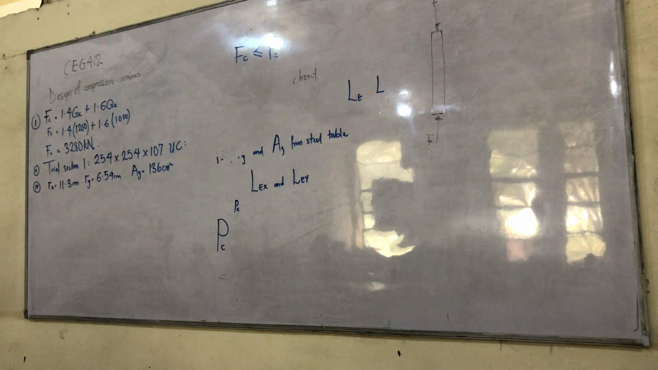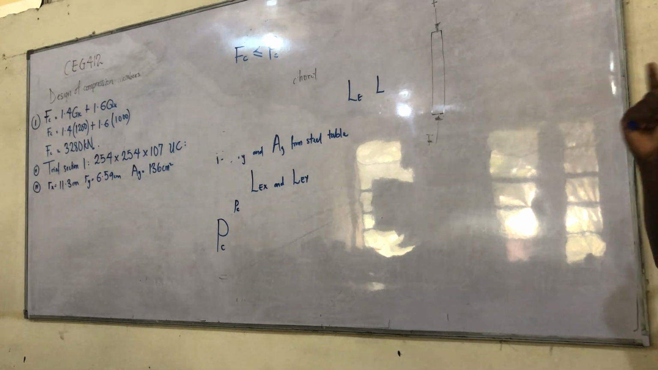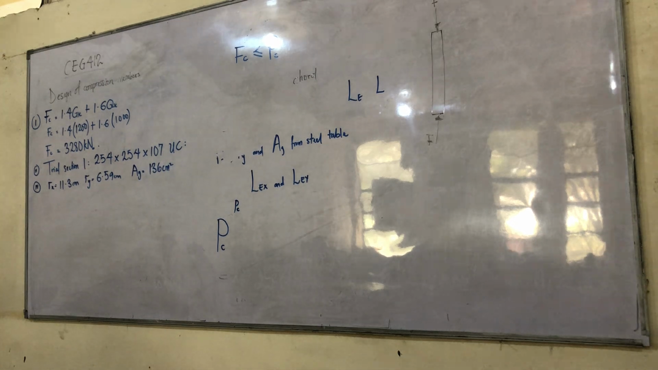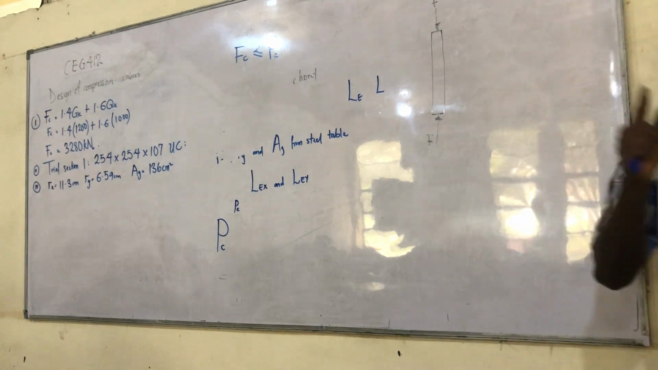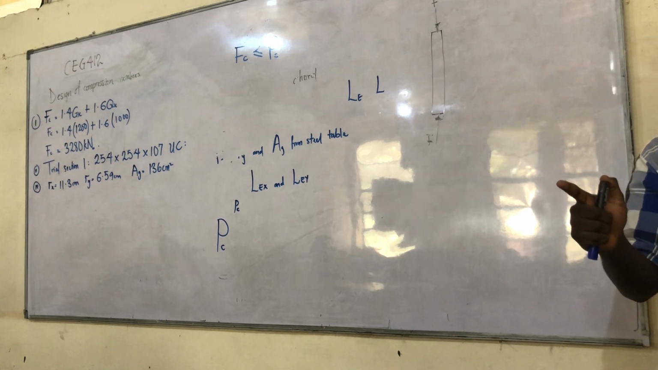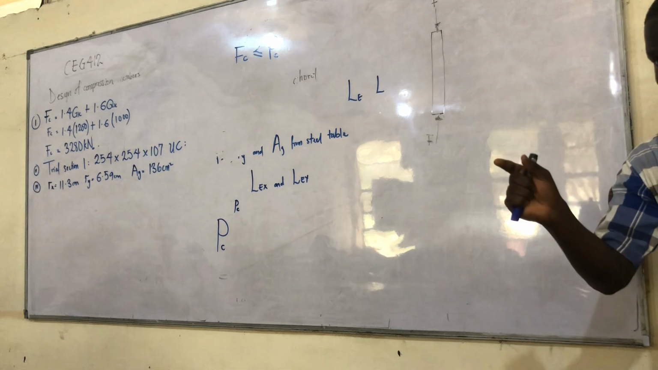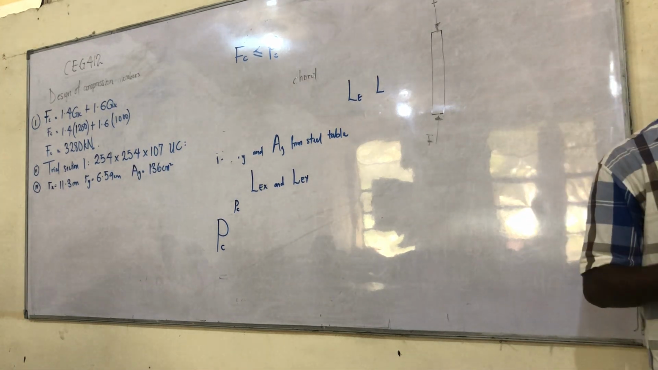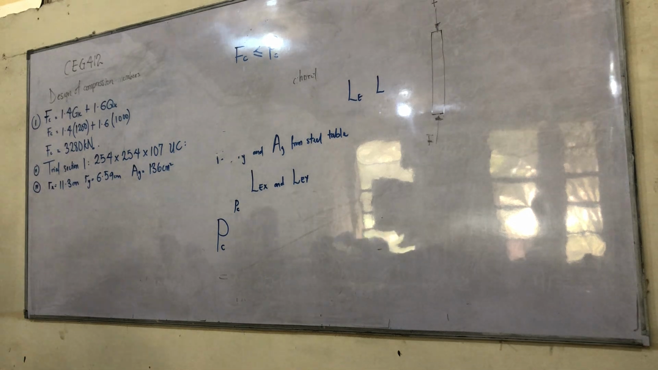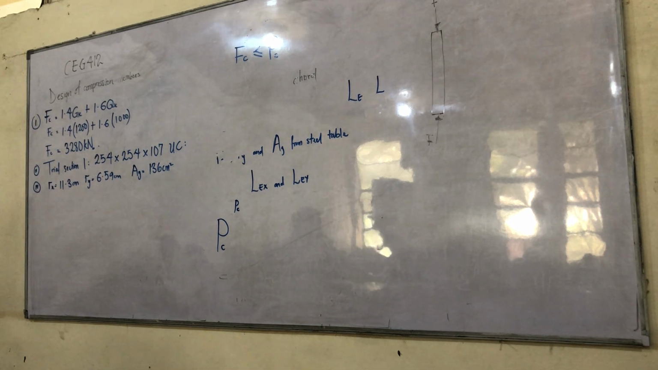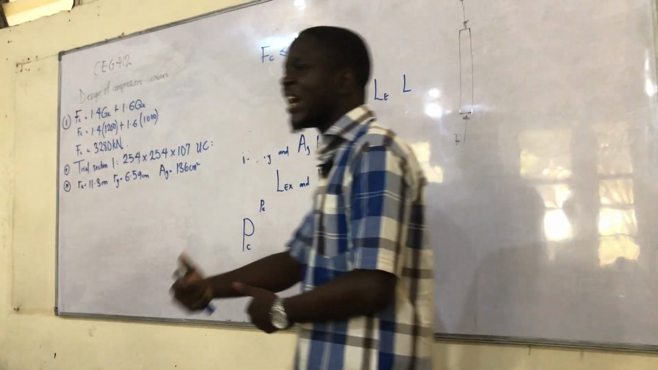Effectively restrained in direction at both ends means fixed at both ends. Partially restrained in direction at both ends means one end is fixed and the other is pinned. One end is what? Fixed and the other is what? Pinned. Please write it down. The third one is restrained in direction at one end. That one means one end fixed, the other is free.